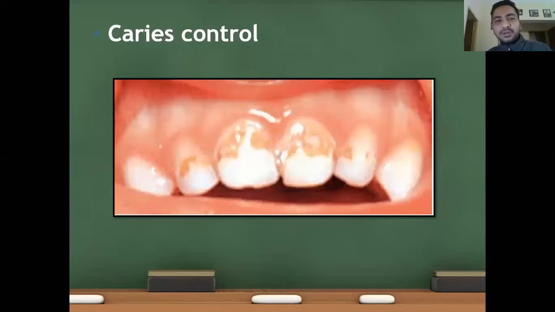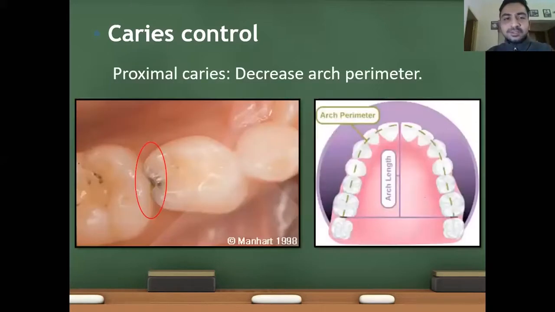The second point, which is now not related to parent education, is caries control. We should tell the parents to examine the oral cavity of their children frequently, and if they notice any caries or any discoloration in the teeth, they should report to the dentist. Because caries control is important, and the most important caries in terms of orthodontics is the proximal caries. As you can see in this picture, this proximal caries at times is difficult to detect. Sometimes it is not visible clinically and it is only detected through radiograph.